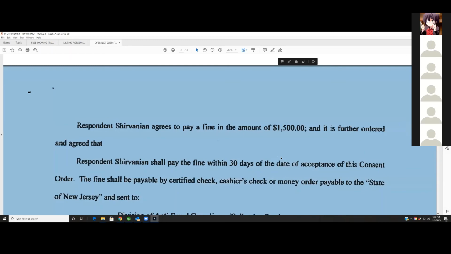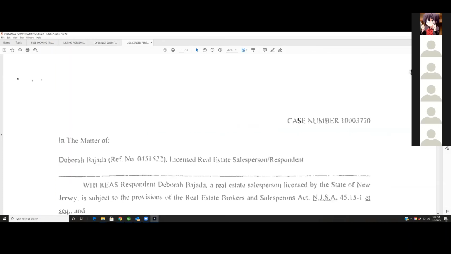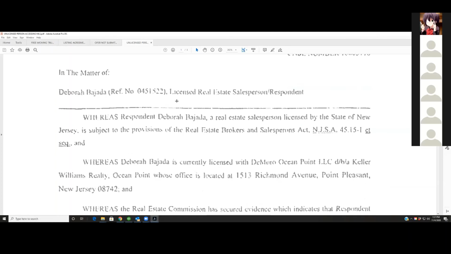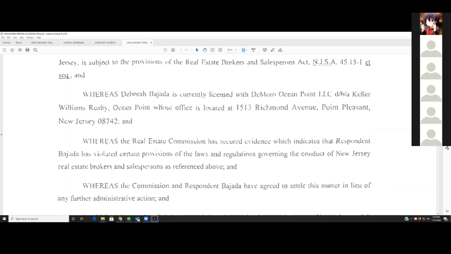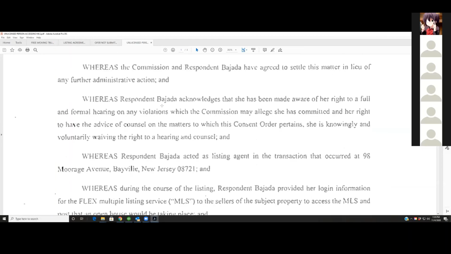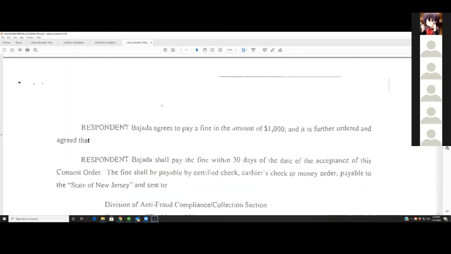All right. So this is what you should not do, right? So what you're learning right now is what not to do, so you learn what to do automatically. Here's another one. So this person gave access to MLS to an unlicensed person. All right. $1,000 fine.